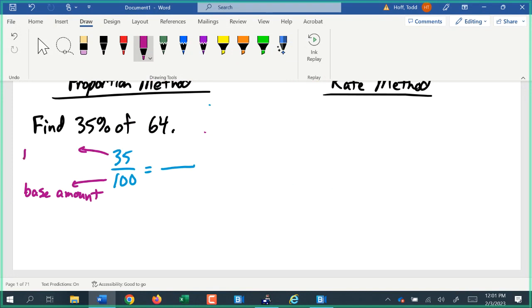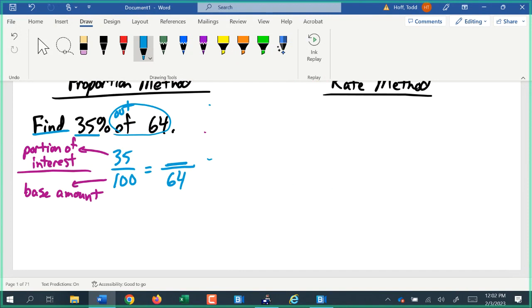The 35 here then is often referred to as the portion of interest. It is the piece of that base amount that we're focusing in on. Now, I say piece a little tongue-in-cheek, because sometimes that can be larger than the base amount if our percent is bigger than 100%. So over on the other side, we have to make sure we match things up. First of all, we're asked to find 35%. That implies that what we're trying to find matches up with the 35. The wording here of 64 can often be read as out of 64, implying the 64 goes on bottom.